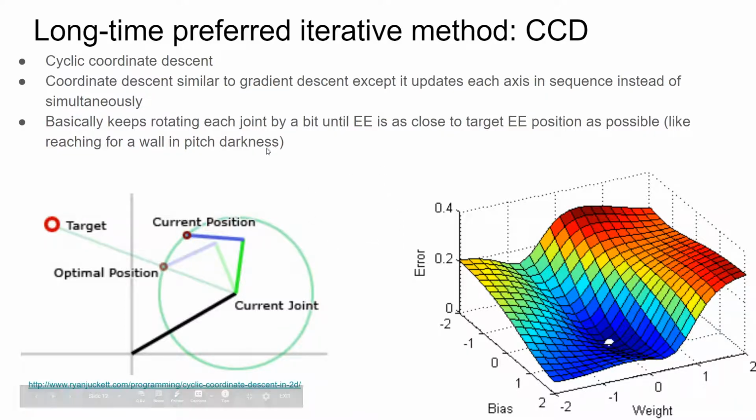But anyway, what they basically do is, for each joint in the kinematic chain, they rotate each joint just a little bit until the end effector is as close as you can get to whatever your target position is.